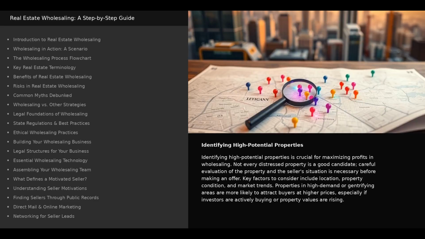Identifying high-potential properties is crucial for maximizing profits in wholesaling. Not every distressed property is a good candidate. Careful evaluation of the property and the seller's situation is necessary before making an offer. Key factors to consider include location, property condition, and market trends. Properties in high demand or gentrifying areas are more likely to attract buyers at higher prices, especially if investors are actively buying or property values are rising.